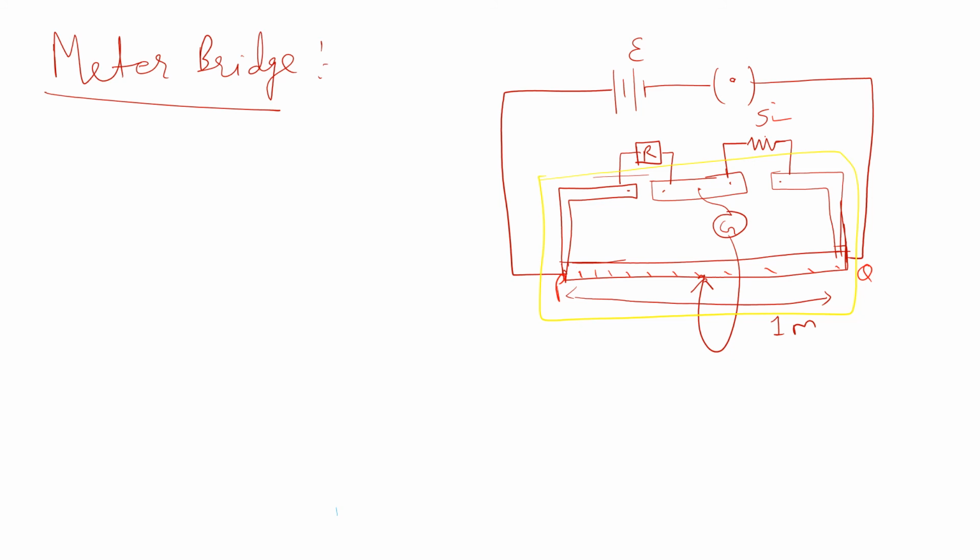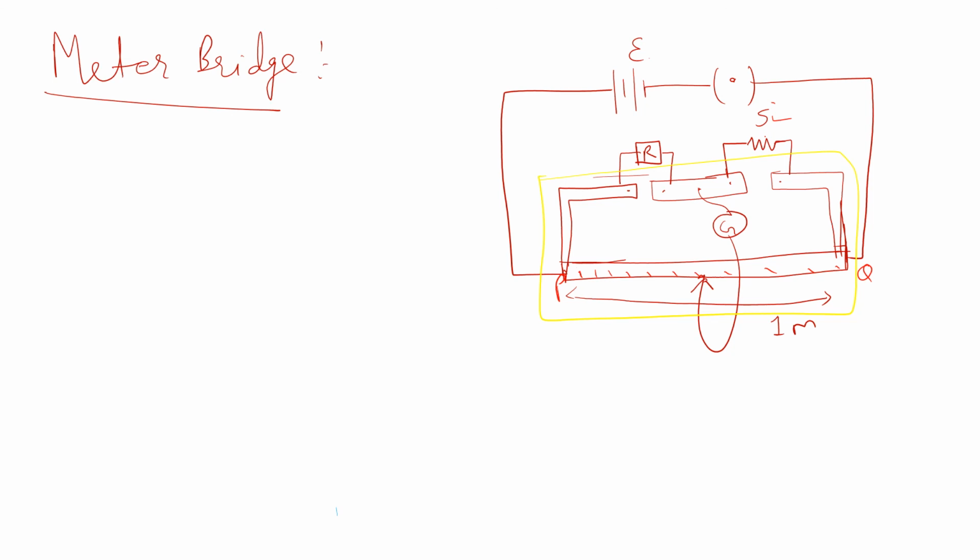So up to now I think everything is clear, and this is then connected to an external cell or battery of EMF E, but there will be no use of E in the derivation. But if you do it in the lab, then you need all these things. So do not forget that your circuit will be complete only when you have a voltage source. If you do not have a voltage source, then probably you will not get the null point. So let us try to understand.